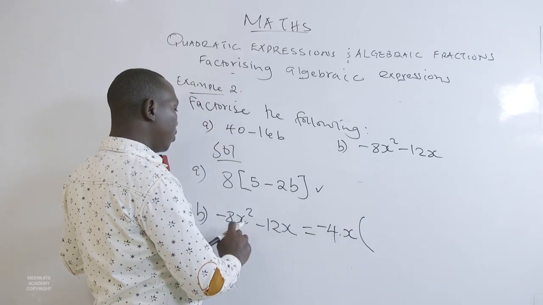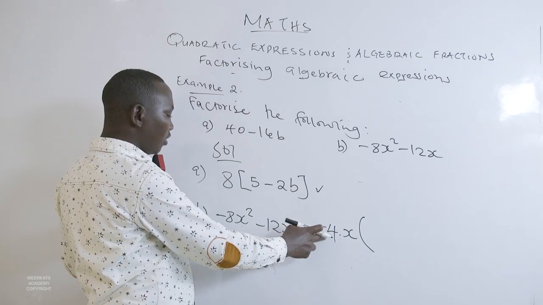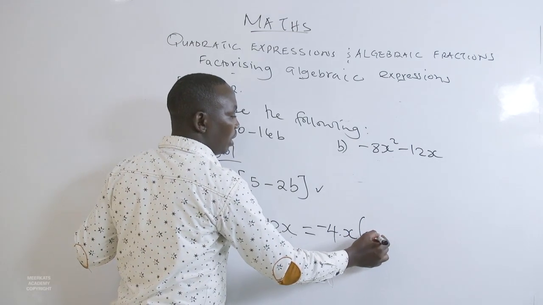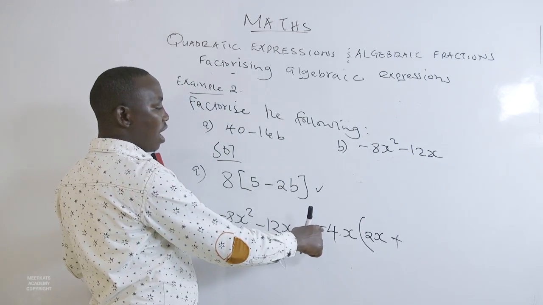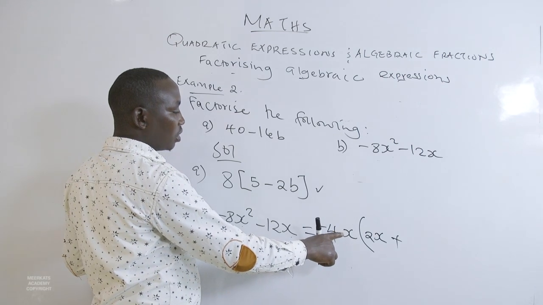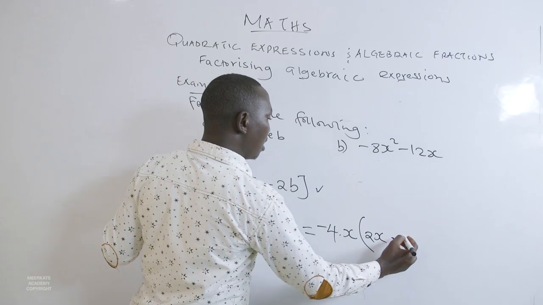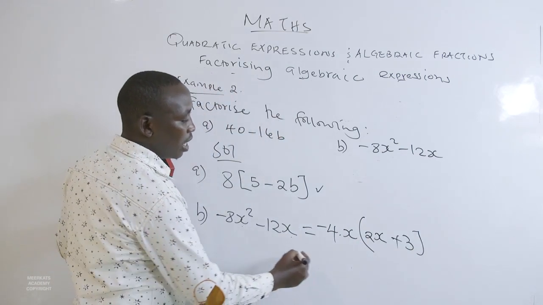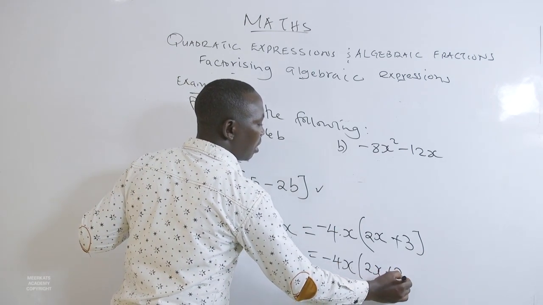Now negative 4x goes into negative 8x squared how many times? First, negative 4 goes into negative 8 twice, then we remain with x, so that will be 2x. Plus, because we now have minus outside, negative 4x goes into negative 12x thrice, and that will be positive 3. So this will be negative 4x into 2x plus 3.